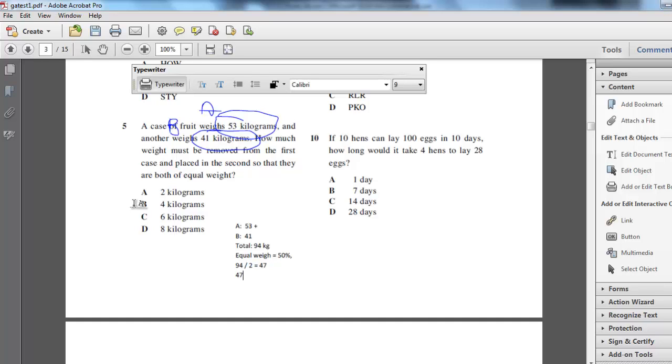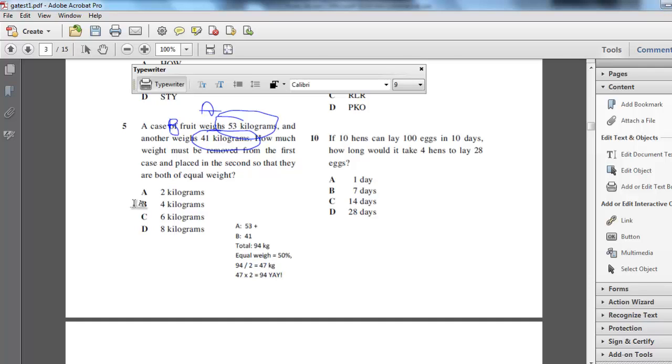Let's test this just to make sure. You don't need to do this in the exam. 2 times 7 is 14. Carry the 1. 2 times 4 is 8, plus 1 is 9. Okay? So that's correct. So you know that it's 47 kilograms each that A and B must weigh.